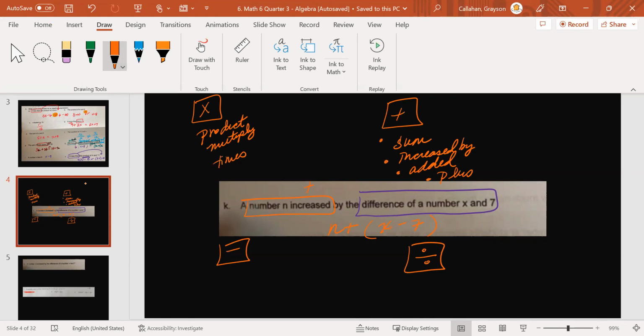Okay. What are some of the words that you use for minus? Fact, what else? Difference. Yep. What else? Less than. Minus. Anything else? Yep, that's it. What about divided? What are some words for divide? Yep. What else? By. I think that's about it. Okay. All right, next one.